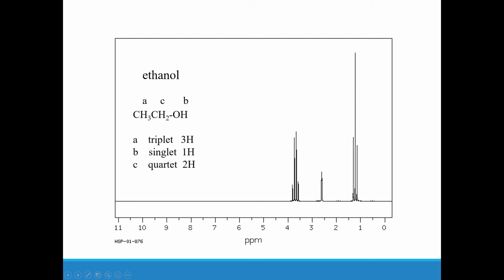B is our OH group, and remember that OH groups are usually singlets, so we can find them right here. And that leaves the last peak, our quartet. C has three neighboring hydrogens, plus 1 is a quartet. So 1, 2, 3, 4.